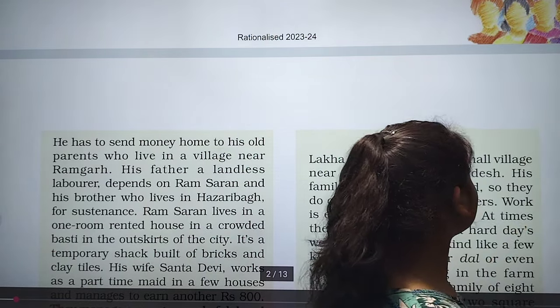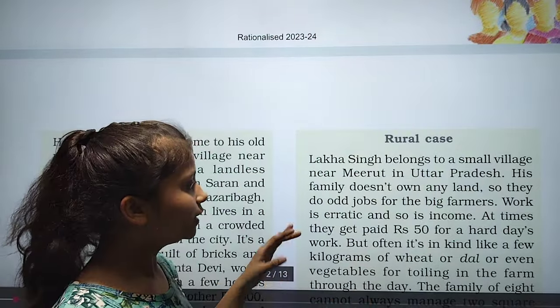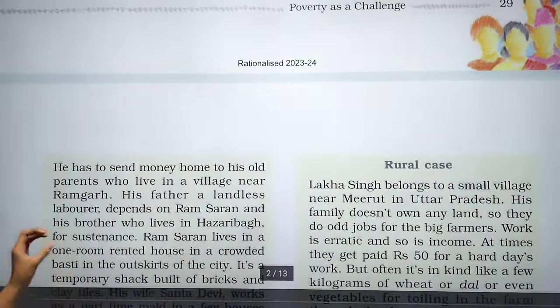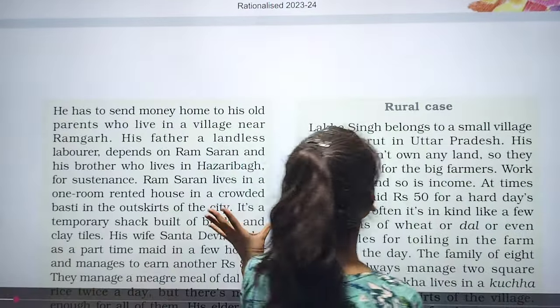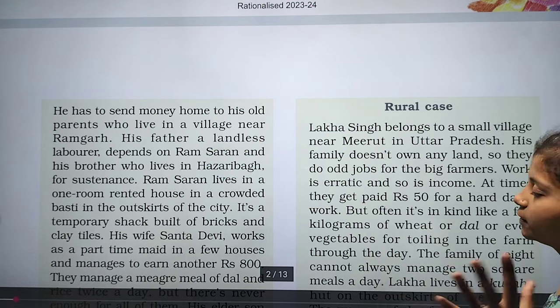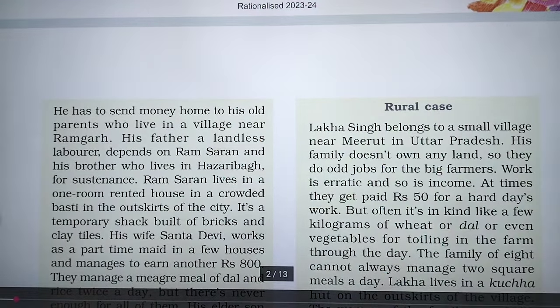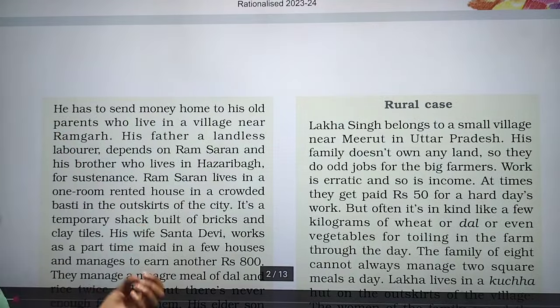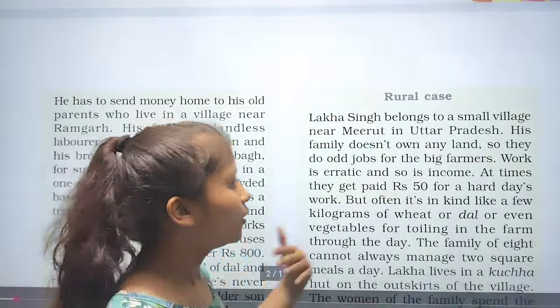Lakha Singh belongs to a small village near Meerut in Uttar Pradesh. His name is Lakha Singh, and he is from a small village near Meerut in Uttar Pradesh. His family doesn't own any land, so they do odd jobs for the big farmers. It means they work for the big farmers.